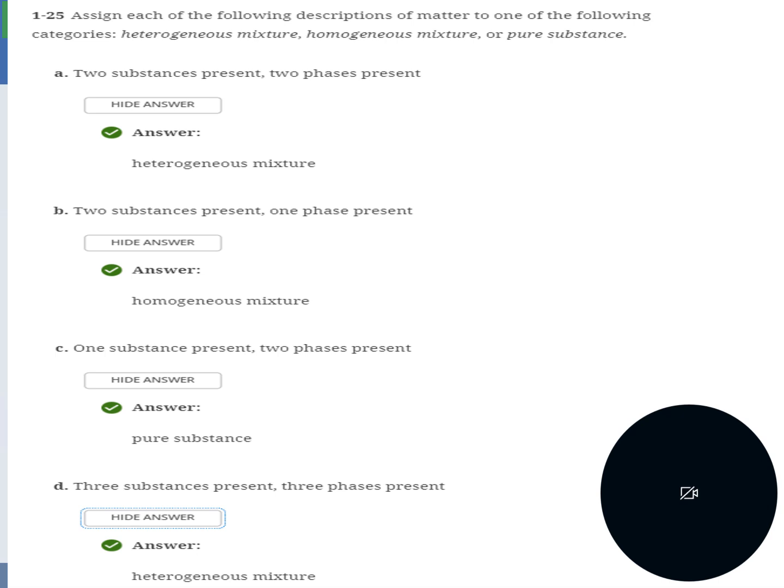And the last one, D, 3 substances present, 3 phases present, that is a heterogeneous mixture. The existence of 3 separate, distinct phases indicates a substance that is not uniformly mixed.